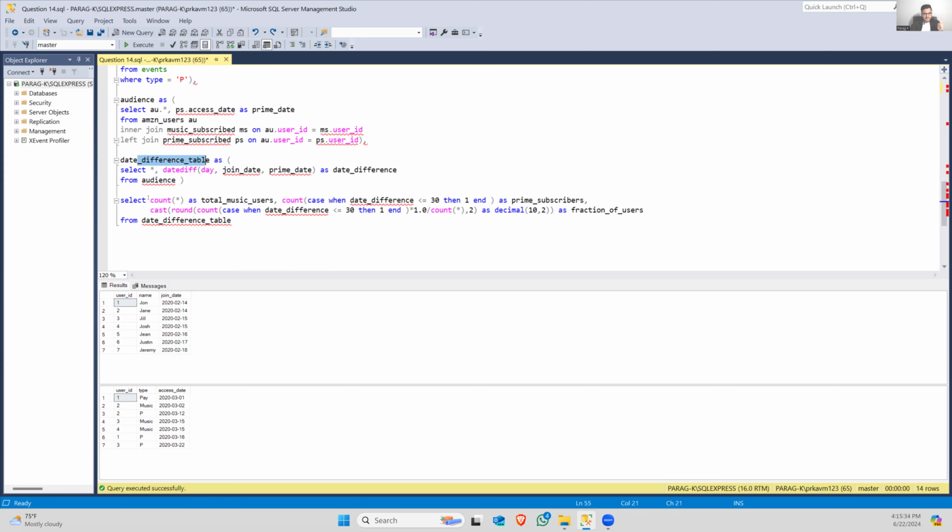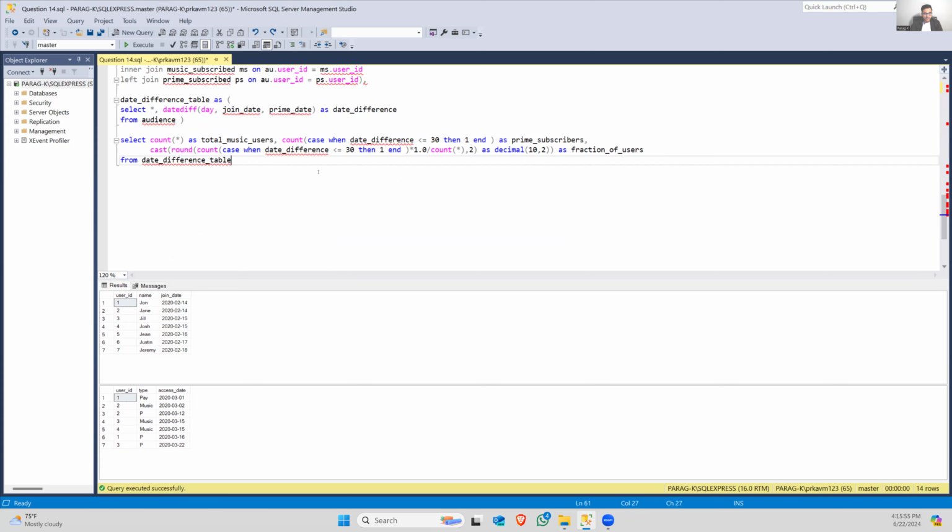Now, what I've done in here, the date difference table I've used another CTE, and I'm selecting everything from this table, audience. And what I'm doing in here is that I'm actually using date difference. I'm using day, join date, and prime date. I want to find the difference between them. So I did use this way to find the difference between both of them, and I'm able to do it.